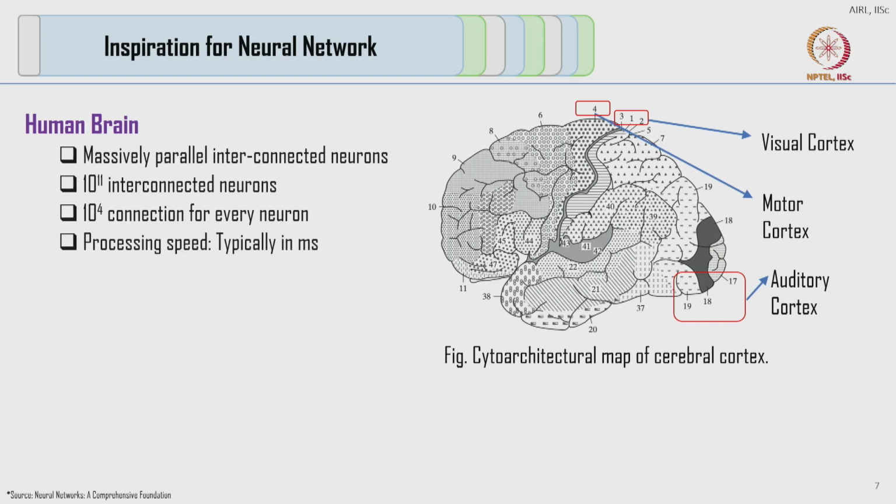Typically the processing speed in the brain is about milliseconds, which is much slower compared to a modern-day computer, which processes in microseconds, sometimes even nanoseconds. But the massive parallelism and massive interconnections it has help it process data much more efficiently than the modern-day computer.